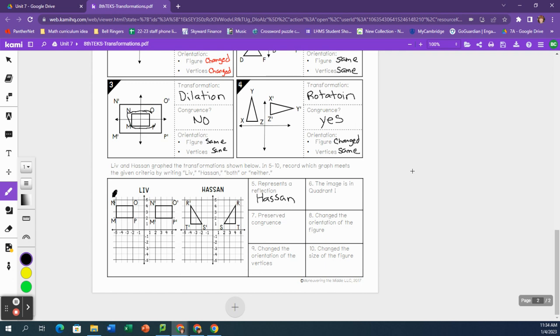The image in quadrant 1. If you guys remember, this is quadrant 1. This is quadrant 2. This is quadrant 3. And this is quadrant 4. The image, that means the change, is in quadrant 1. That would be Liv. Preserves congruence, has the same congruence. Well, they both have the same congruence. So that would be Hassan and Liv.